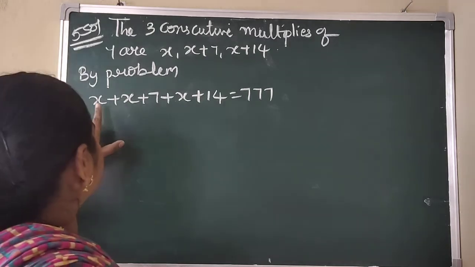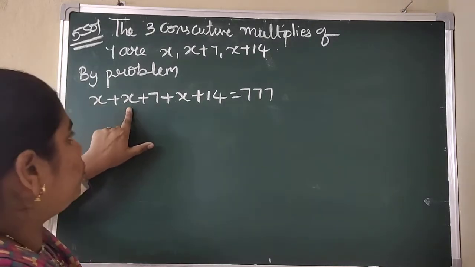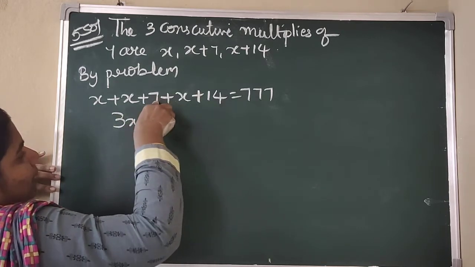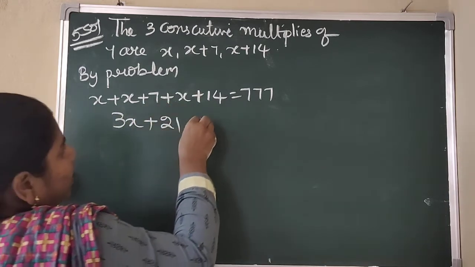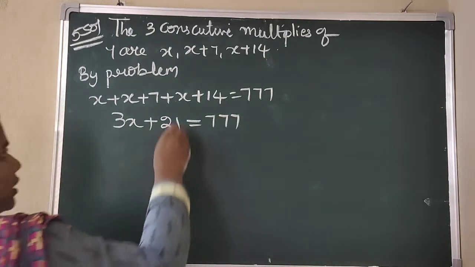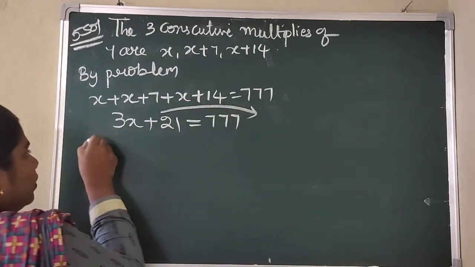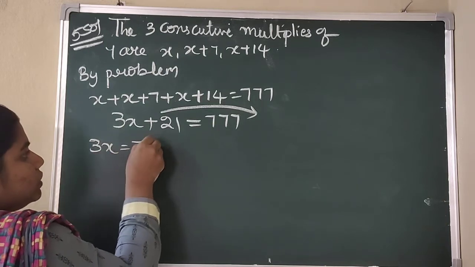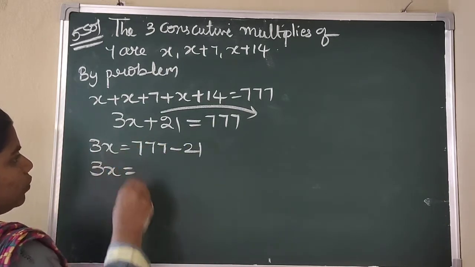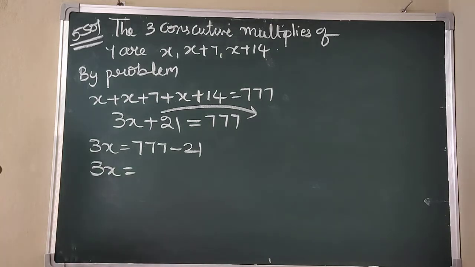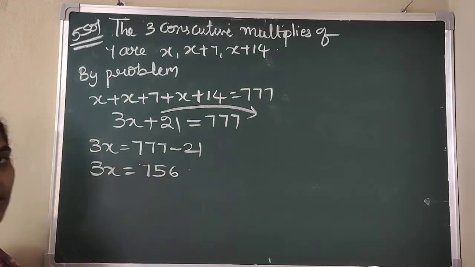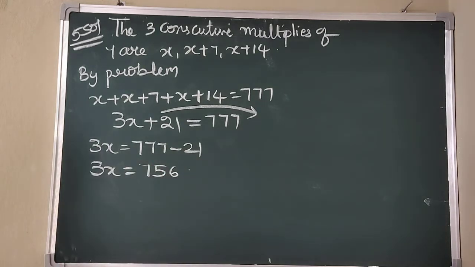Now add these numbers. x plus x is 2x, 2x plus x is 3x. So 3x plus 14 plus 7, which is 21, is equal to 777. If you transpose this 21 to the other side, that will become minus. So 3x is equal to 777 minus 21, and 777 minus 21 will be 756. Okay, that is 756.